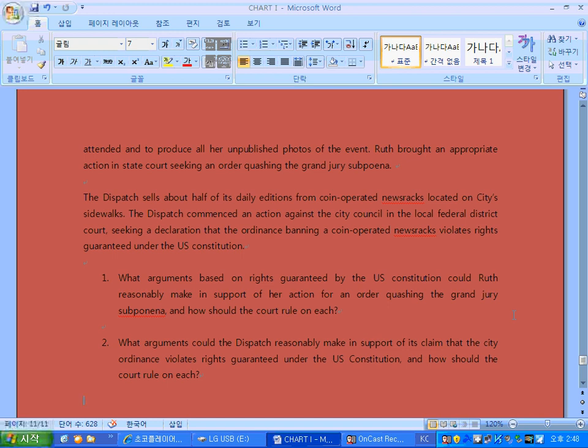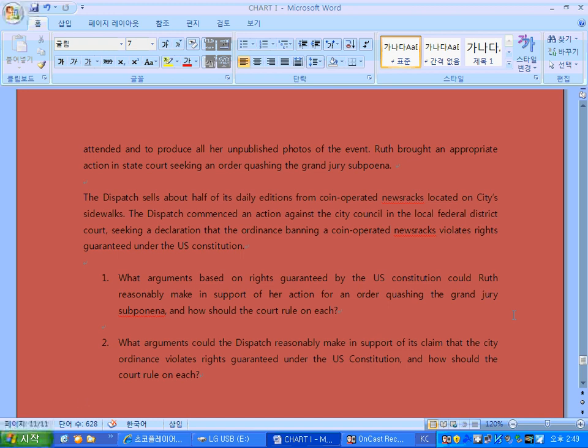Ruth may raise a First Amendment right to justify her claim in this case. Ruth claimed that forcing her to testify before the grand jury violates the First Amendment freedom of speech and press, but this claim will be rejected. The claim would not be successful. The Supreme Court has long held that requiring a journalist to appear and testify before state or federal grand juries does not abridge freedom of speech or press. This is true despite the claim that such a requirement deters the flow of news from confidential sources.